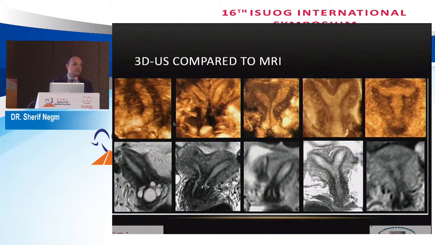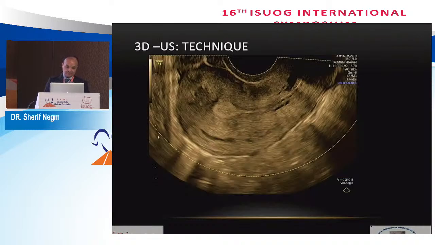And this image is a comparative study between 3D ultrasound at the top and MRI at the bottom, and you can see the images are quite similar. For this reason, we have stopped using MRI unless we are not able to diagnose an anomaly by 3D ultrasound. Then we refer for something more advanced and much more expensive, of course, such as MRI.